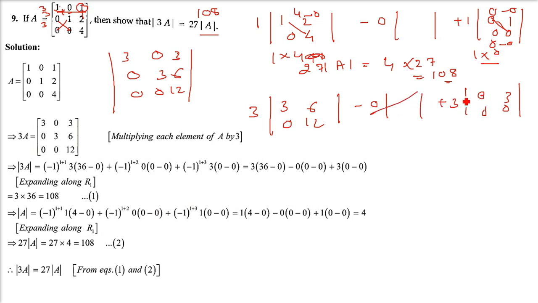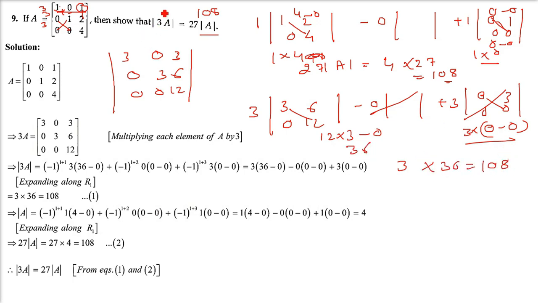Now this is 0, so this will be 0. Minus 3 into 0 is 0. So 3 into 0 is going to be 0. So these two parts, they are 0. We just have to do 3 into 12 is 36. Minus 6 into 0 is 0. So 3 into 36 will come. It is 108. Okay, so you have to do it like this.